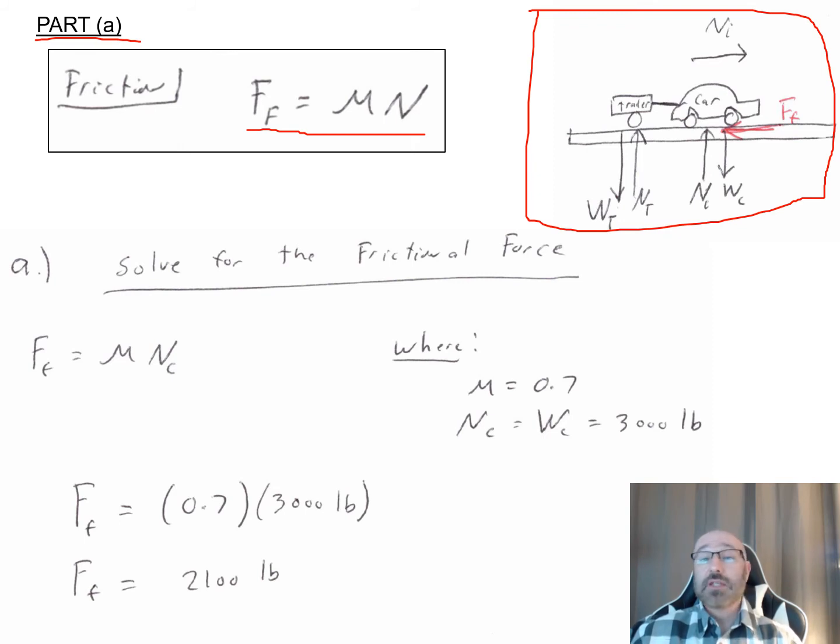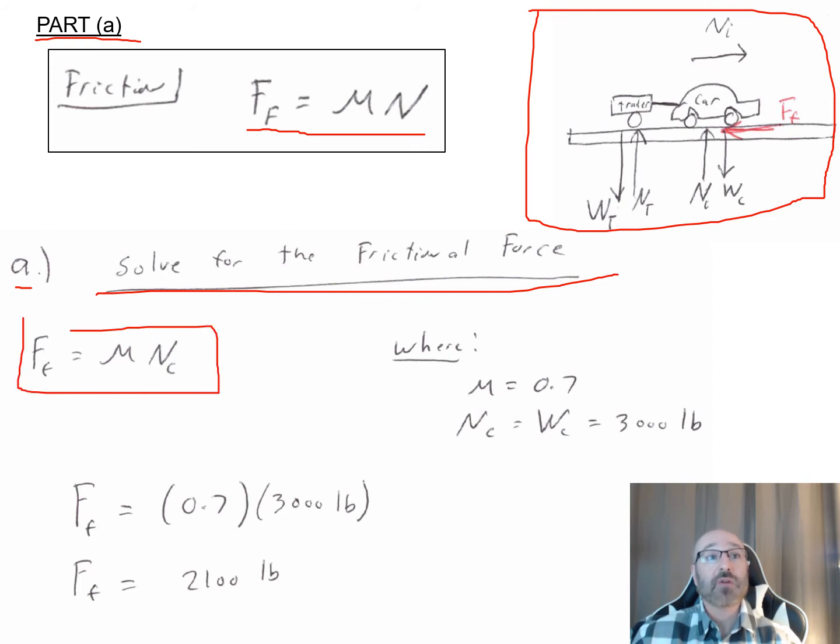So what are they asking me to solve for in part A? They want us to solve for the frictional force. Here's my governing equation. My frictional force is equal to my coefficient of friction times my normal force of the car, where I can now look back to my setup page and say, well, my coefficient of friction is given to me as 0.7. And my normal force of the car is equal to the weight force of the car, which is equal to 3,000 pounds.